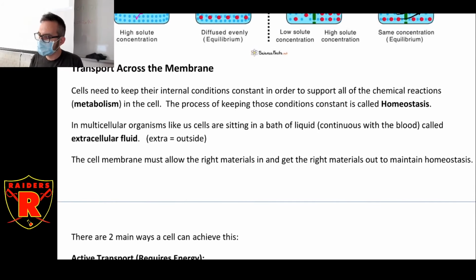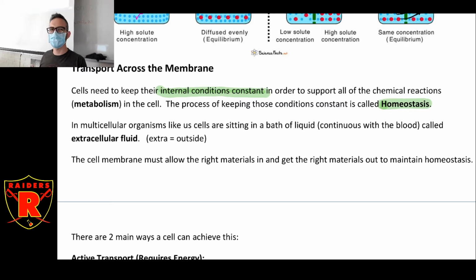Okay, this all brings us back to what cells need. What they want to do is keep their internal conditions constant. Inside, the cell wants everything to always be the same, in order for its chemical reactions and everything that it needs to survive to work properly. Same temperature, same amount of sodium, same amount of oxygen, same amount of carbon dioxide, always the same. Keeping everything the same inside your cells is called homeostasis.